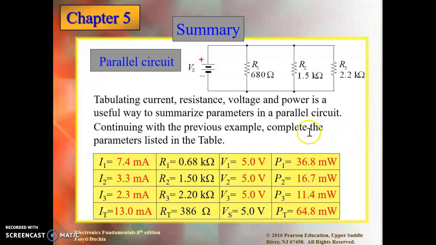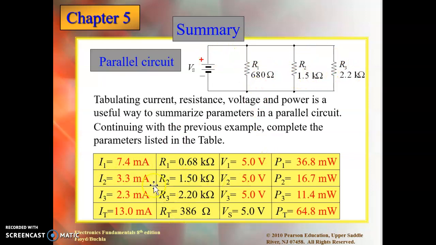Okay, so now let's go ahead and start analyzing a parallel circuit. So we have our source, we have our three different branches, and now we are going to calculate the voltage, the power, and the currents. Like I said before, a characteristic of a fully parallel circuit is that the voltage across each individual resistor is the voltage source. In the previous example, they assumed that the voltage source was 5 volts. So V1 is 5, V2 is 5, V3 is 5, and V source is 5. The different values of the resistors are given.